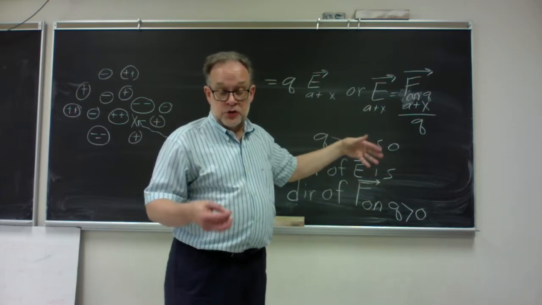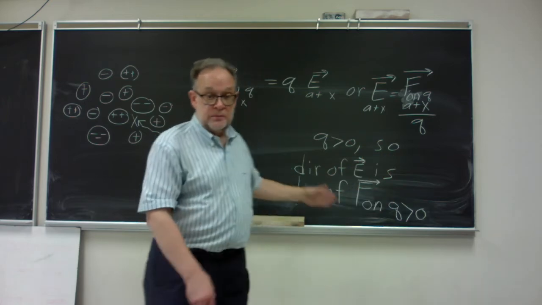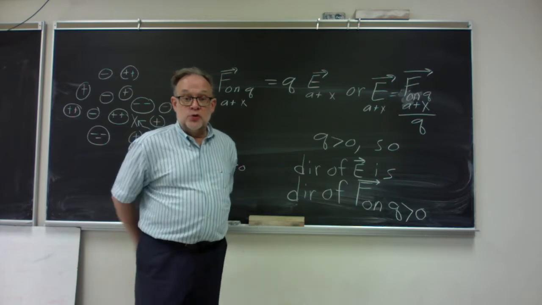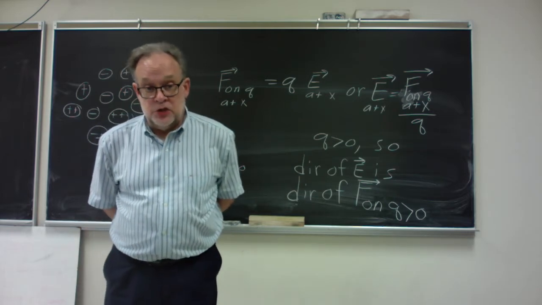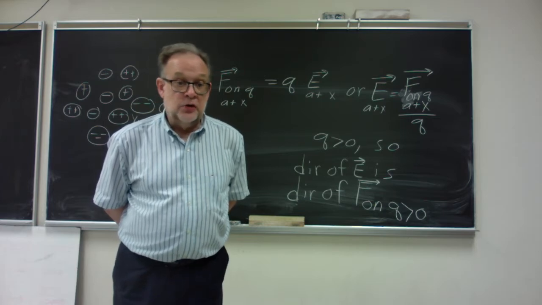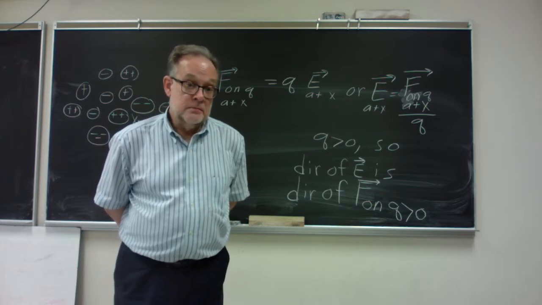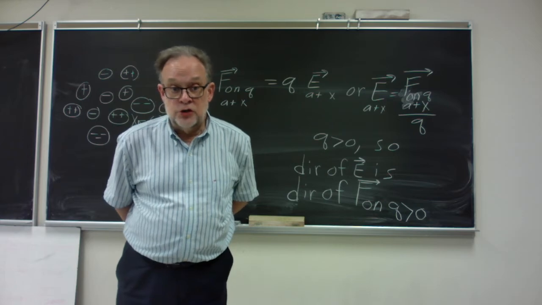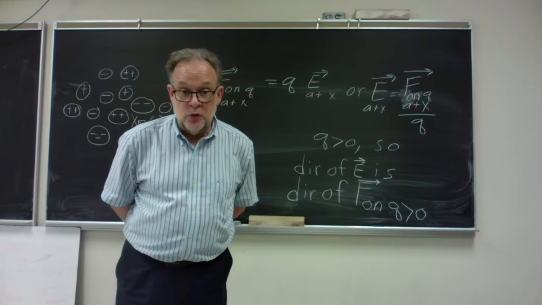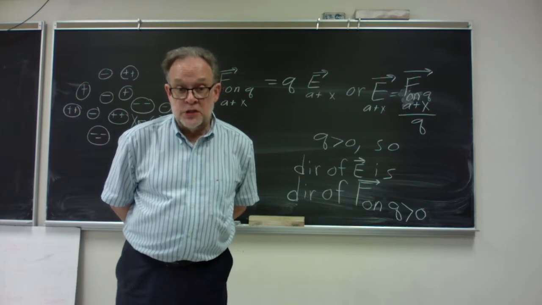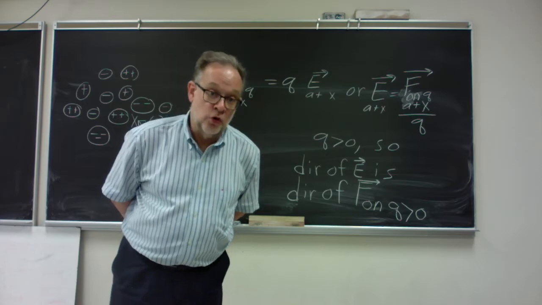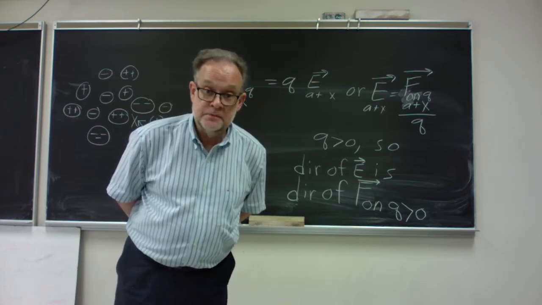So there's our interpretation for the direction of a field. Field is a vector, so it's got a direction as well as a magnitude. And here's the slogan: the direction of electric field is the direction of the force on a positive charge. Or to put it another way, the direction of the field at any point near the charge that is causing electric field is the direction of the force that a positive charge would feel if it were at that point.